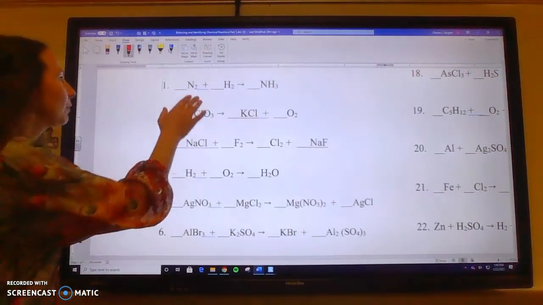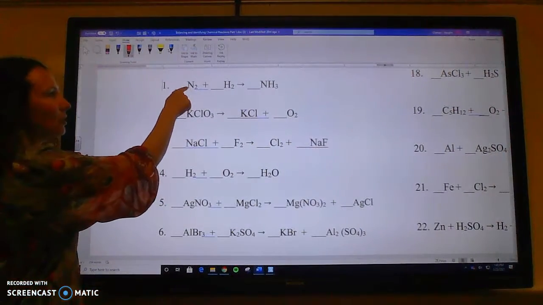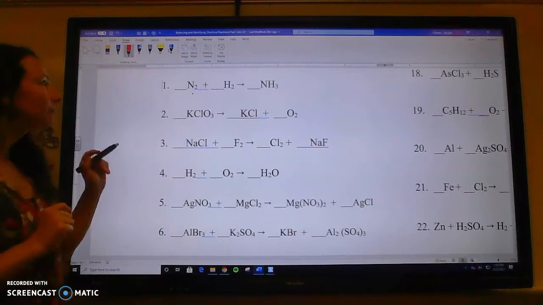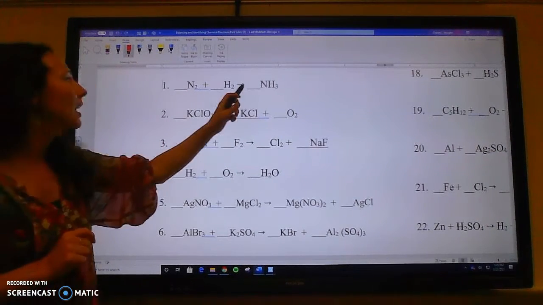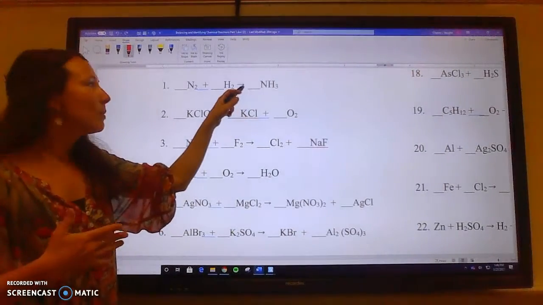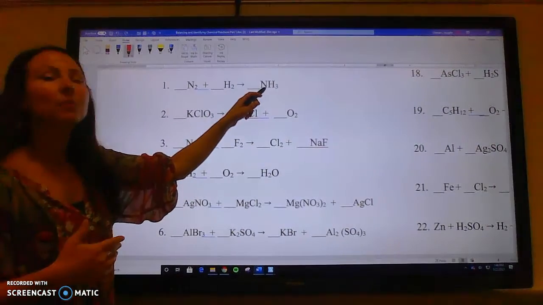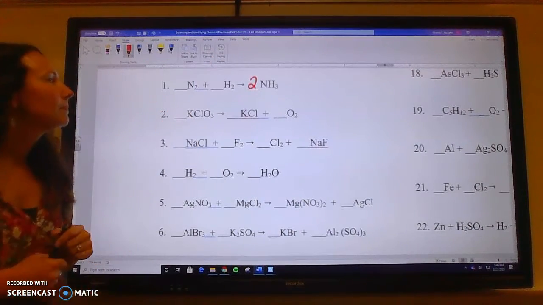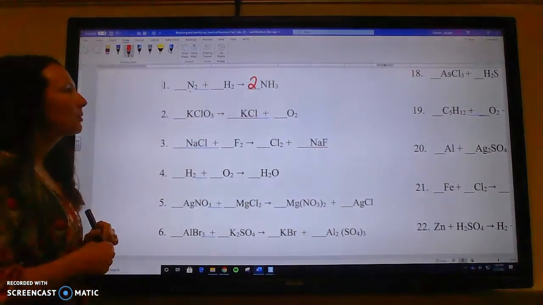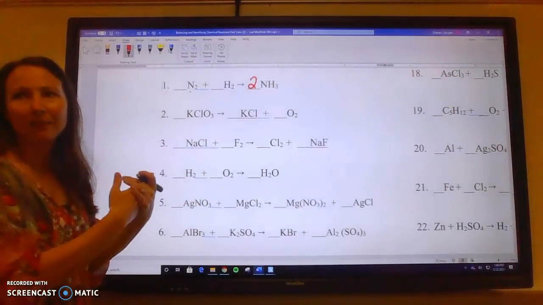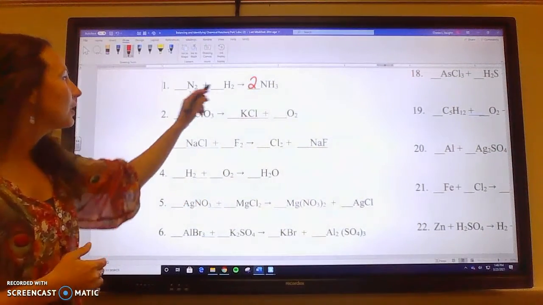For example, in the first one, we have 2 nitrogens on the reactant side. That little subscript means that we have 2. And then on the product side, we only have 1. So we go with the side that has less. We put a number in the blank that's going to multiply times 1 to give us 2. So that's going to be a 2 in this blank. Once we balance something, we just put a dot under it so we know what we have already made balanced. Okay?